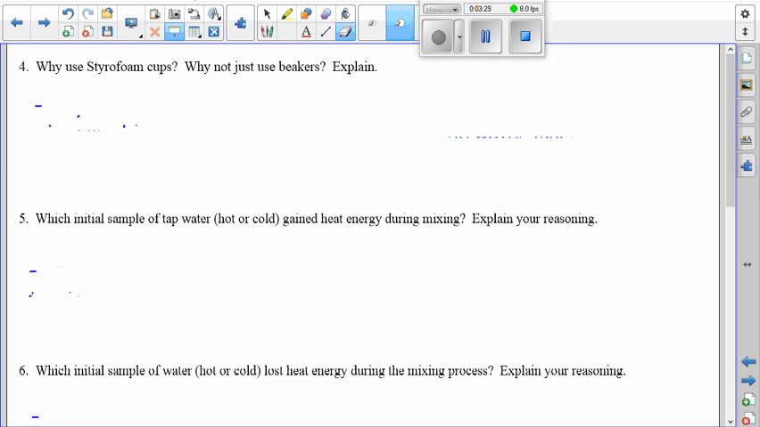Joe, do you want to add anything to that? This is kind of a guess, but the table wouldn't absorb the heat because it wouldn't have gone through the styrofoam. Oh, okay. So the styrofoam sort of prevents the heat from going through it.